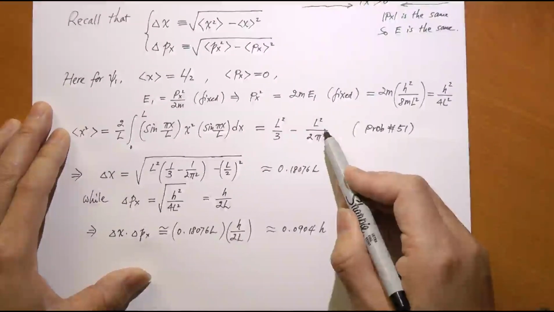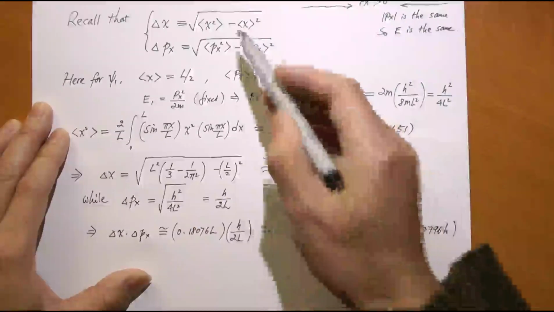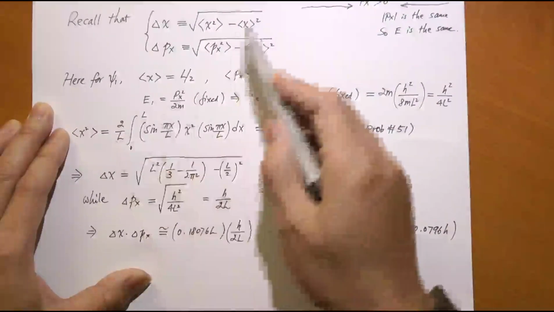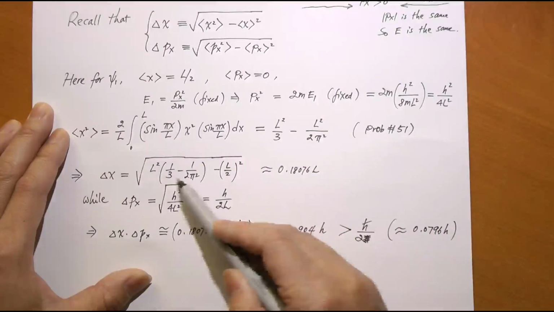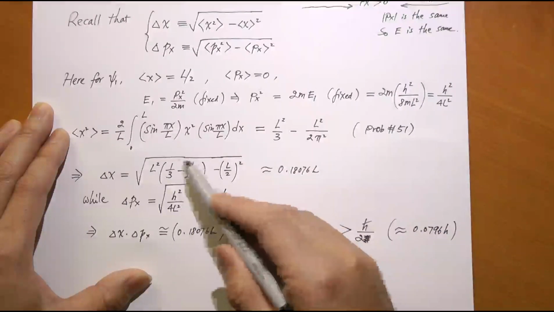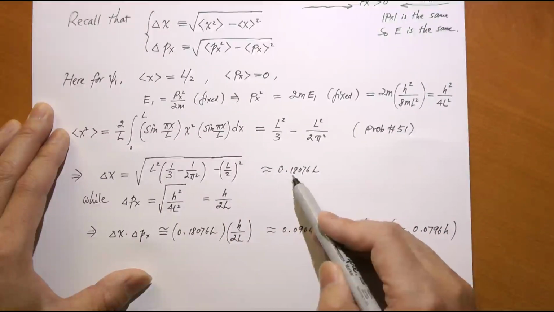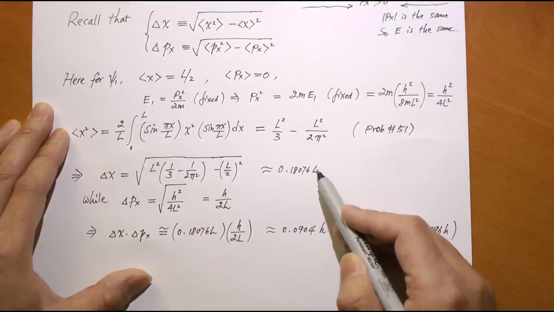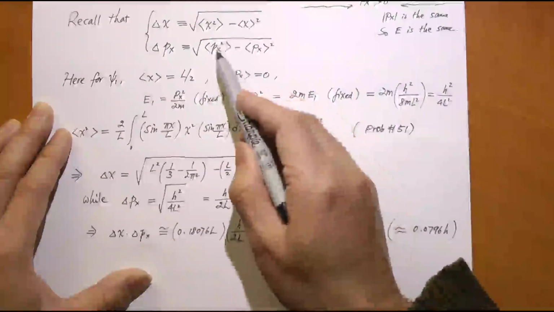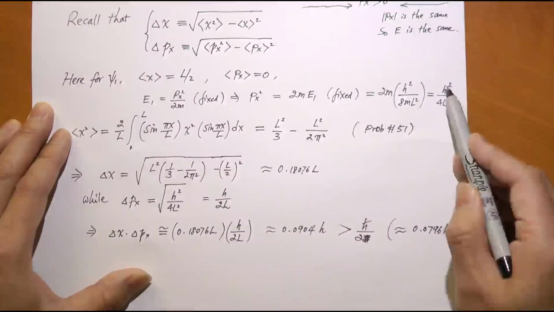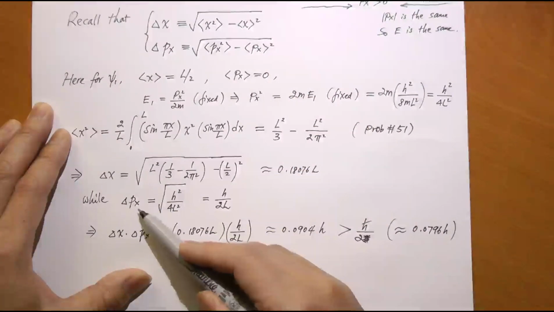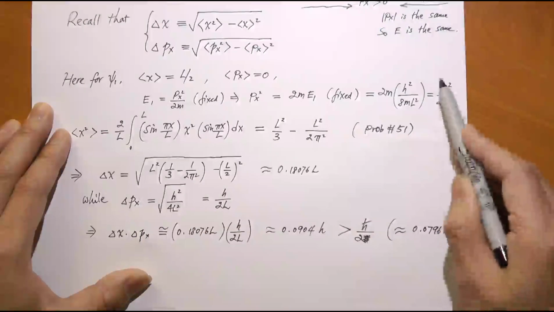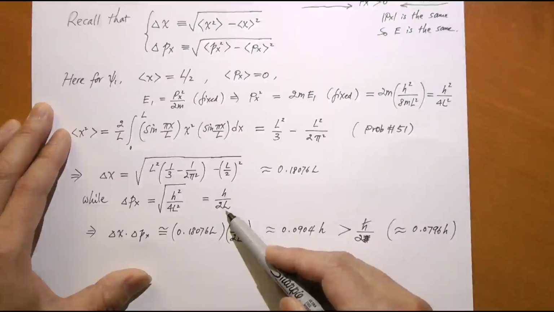Okay, now I have delta x equals the square root of x squared, which is this, minus x bar squared. X bar is L over 2. So you do this calculation, there's some 1 over 3, 1 over 2 pi squared, whatever. You combine all these constants, you get 0.18076 L, roughly. Now, meanwhile, what is delta px? Well, you have px squared, which is this, and then you have px, mean value squared, which is 0 squared. So you can find delta px, right? It's just this thing squared, square root, and which is h over 2L.